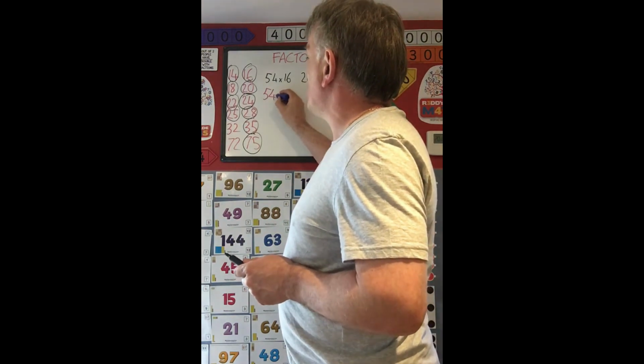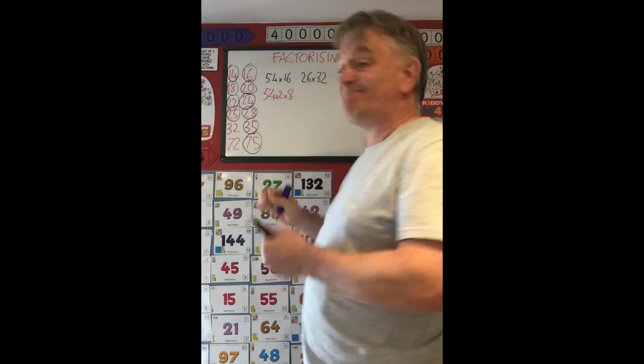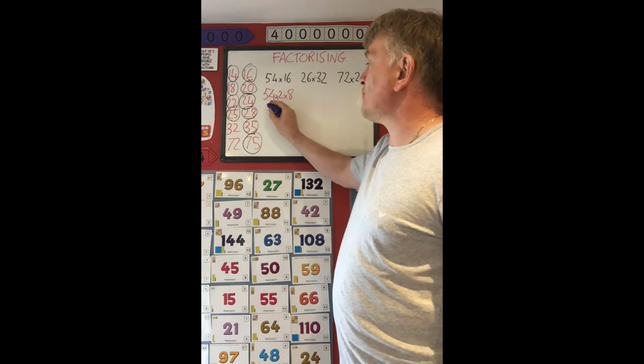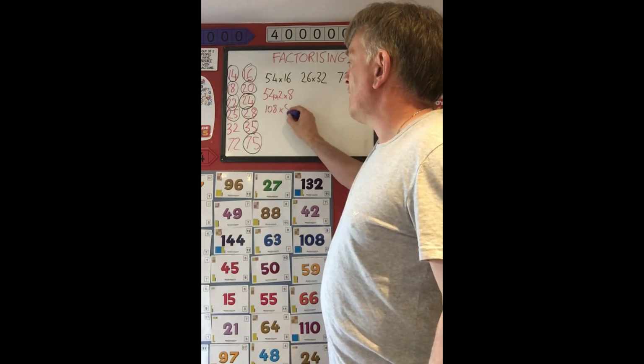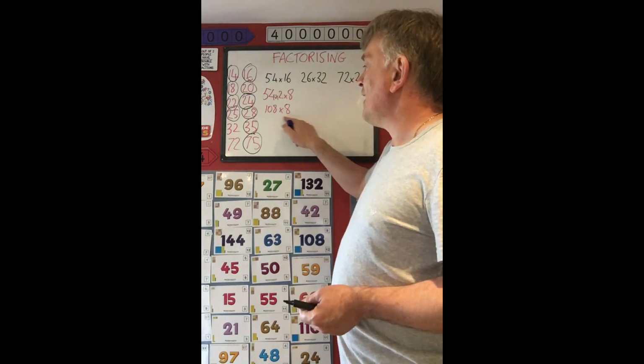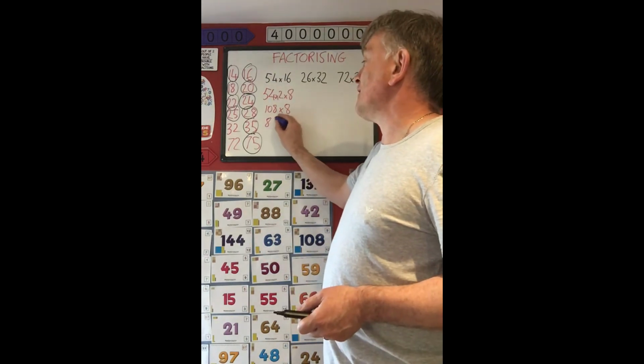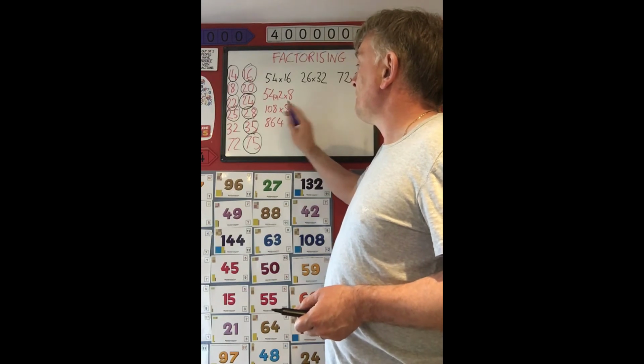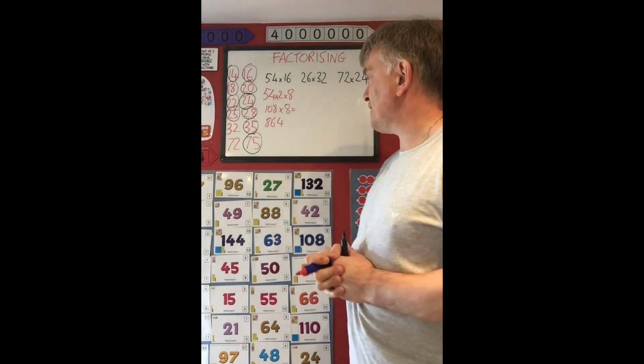54 multiplied by 2 times 8. Straight away, 54 times 2 is 108, and that one we can do straight away. Just look at the difference between those 2 calculations. 8 times 108, 864. So I think that one was quite an easy one to do.